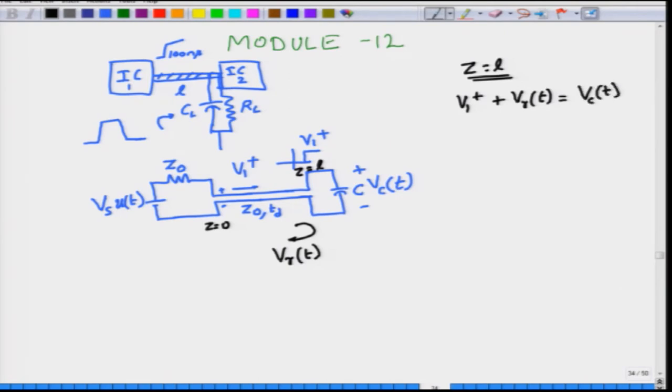So this is a simple KVL that you are going to apply in this loop here, and everything is all right. Now you can also apply KCL here.